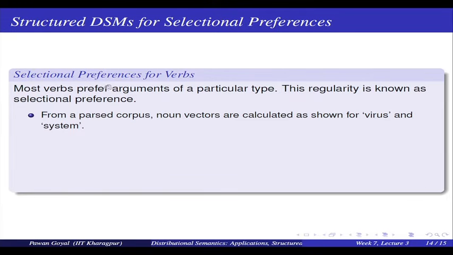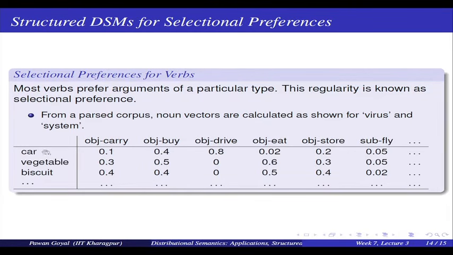So how do we compute this selection preference for verbs? We have seen that from a parsed corpus I can compute these vectors, like virus and system. I can put them in this space: how many times car occurs as an object of carry. Okay, so you are carrying a car, buying a car, driving a car, eating a car, storing a car and flying a car and so on. So what are the number of times, and these are some normalized values. Vegetables, how many times are they carried, bought, eaten, stored and so on. Okay, so this you can compute from your corpus once you have the parse.